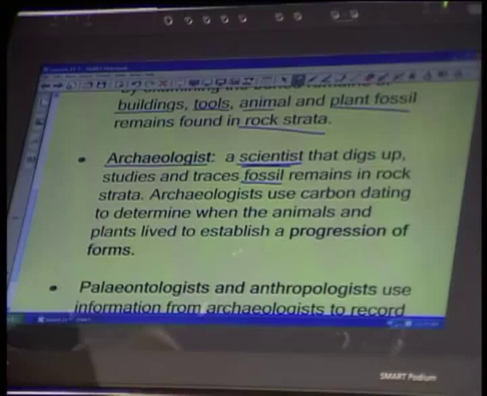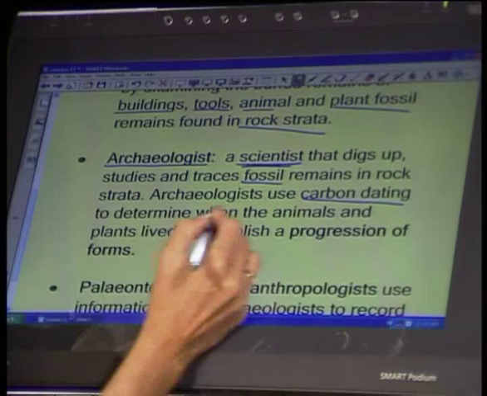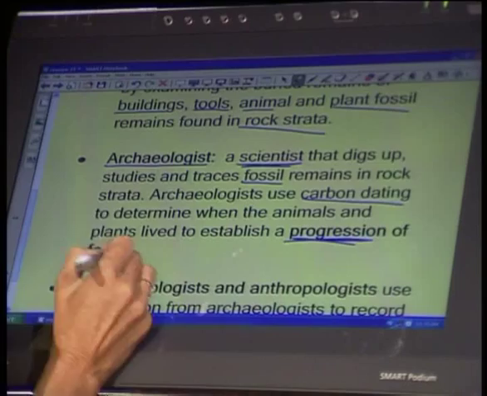Archaeologists use carbon dating to determine when the animals and the plants lived, to establish a progression of forms. Now people, logic will tell you, if I look at a layer of rock that is 50 or 100 meters into the ground, and the plant and animal life that's been compressed there, and I look at 50 meters, and then I look at 20 meters, and then at 10 meters, and we look at the bones and the plant forms that are preserved in those layers of rock, it's going to show a progression of forms.